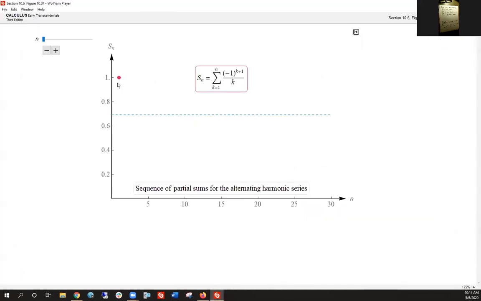Okay, so let's look at this series that we've got established. The terms are -1 to the k plus 1 over k. We were using n's, here it's k's, same thing. So this right here is the alternating harmonic series.